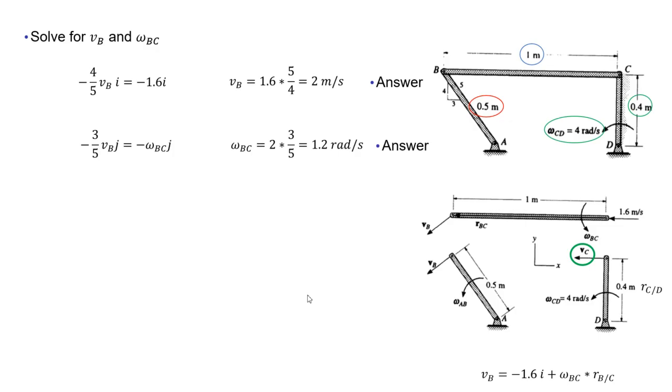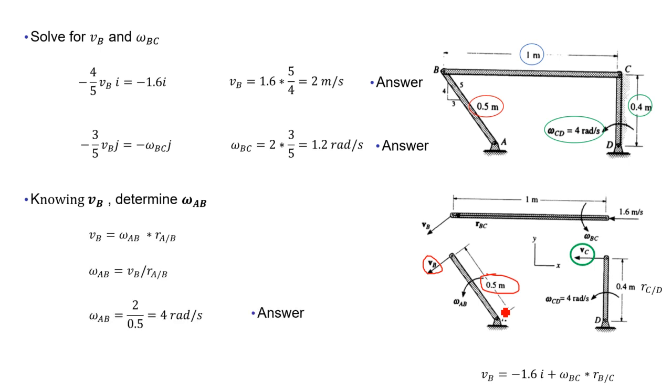Now I know the VB, and I will go to the third link here. I know the VB, and I know the length here. So the omega AB is going to be equal to the VB divided by the length AB, which is 0.5, and this will make it 2 divided by 0.5, which is equal to 4 radian per second. Okay, so simple as that. It doesn't have to be too complicated. You only have to follow the correct sequence of the solution, and you will get the answer directly.